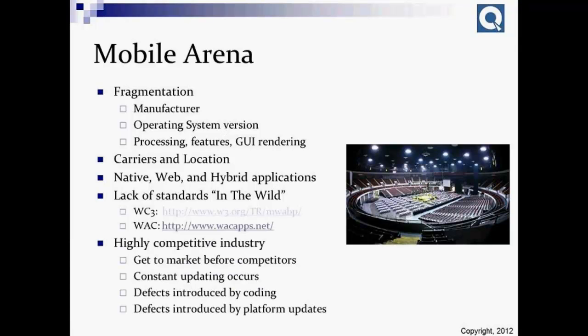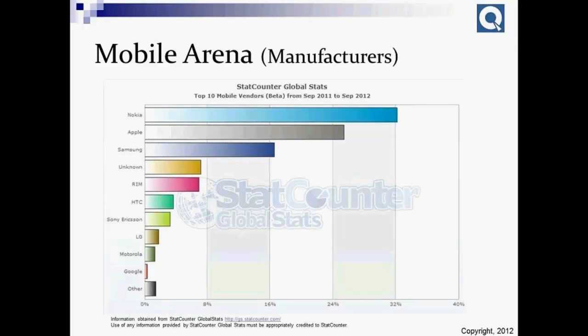So all in all, it's a highly competitive industry, and managers have to consider how to get their product to market right away, how to constantly update things, and how to be careful of the defects that their developers are adding into the application. They also have to be careful of the platform updates, platforms meaning anything that comes with the operating systems. For example, Google owns the Android operating system, so there's a risk that Google could potentially put something in their operating system updates that mess up the applications.